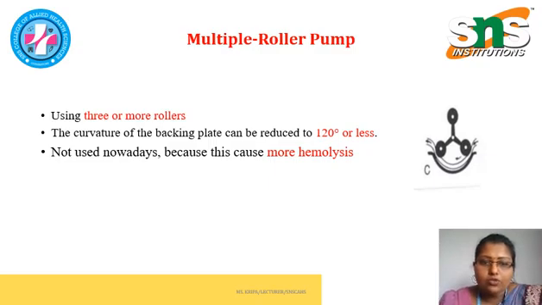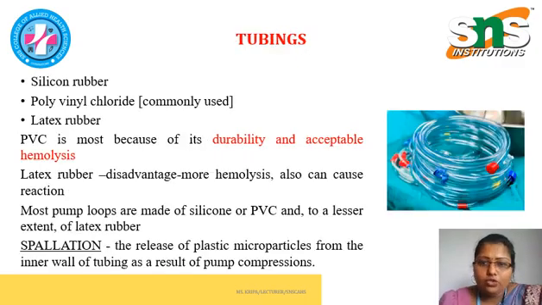For multiple roller pumps using three or more rollers, curvature of backplate can be reduced to 120 degrees or less. Not used nowadays because this causes more hemolysis. The tubings used for roller pumps are made of silicone, polyvinyl chloride or latex rubber. PVC is mostly used because of its durability and acceptable hemolysis. Latex rubber's disadvantage is that it causes more hemolysis and can also cause reactions. Most pump loops are made of silicone or PVC, and to a lesser extent latex rubber.